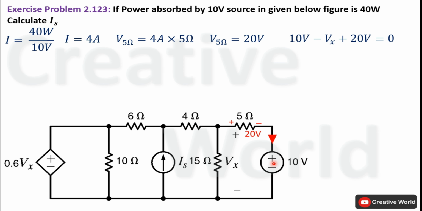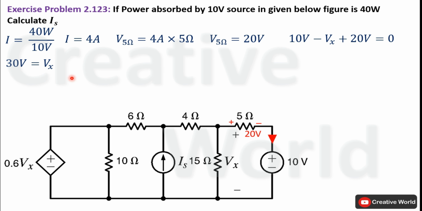Start from here, the current entering terminal is positive, so 10 volt will be taken with positive sign. Next, the current entering terminal is negative, so Vx will be taken with negative sign, and at the end the current entering terminal is positive, so 20 volt will be taken with positive sign. Now add 20 volt and 10 volt together, it will become 30 volt, and place minus Vx on the other side of the equal sign, so the value of Vx will be 30 volt.